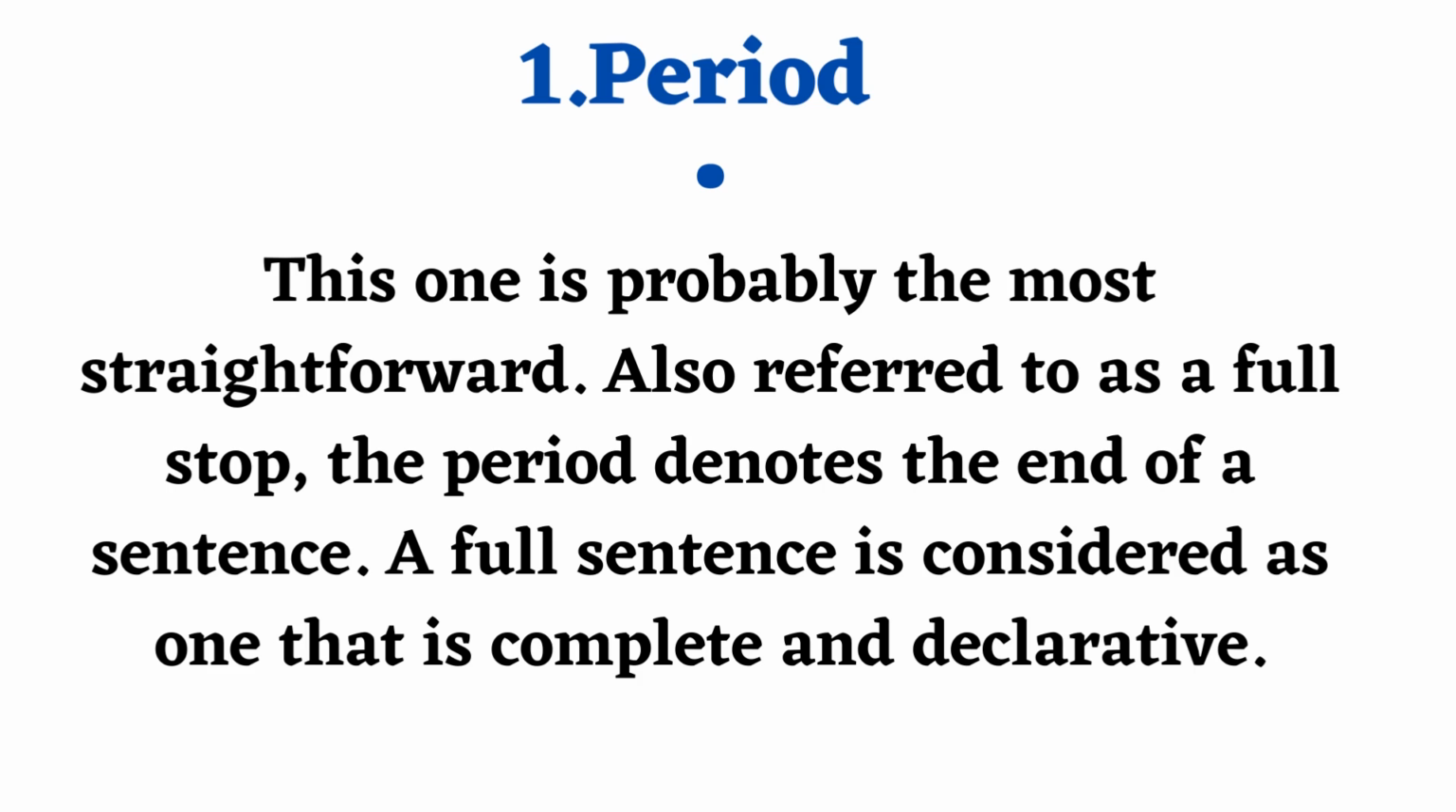The first punctuation mark we are going to look at is the period, also known as the full stop. This is probably the most straightforward one. It denotes or shows the end of a sentence. A full sentence is considered as one that is complete and declarative.